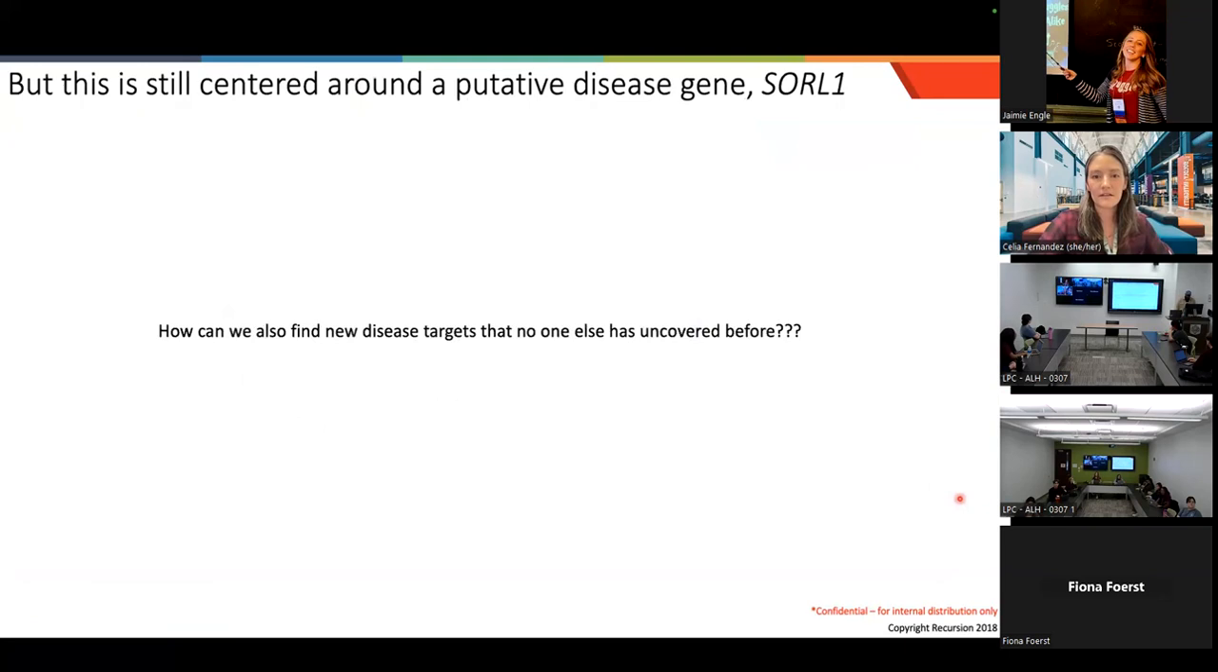All right. So this is all well and good, but this is all still starting from like a known gene, right? And so maybe there's some bias there. It's already based on what people have found in the literature, in a kind of biased way. So at Recursion, we asked the question, how can we find new disease targets that no one else has uncovered before? Or how can we identify targets in as non-biased a way as possible?